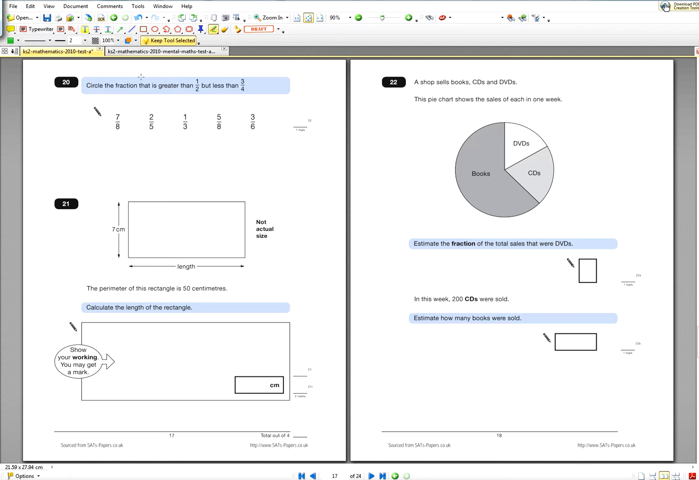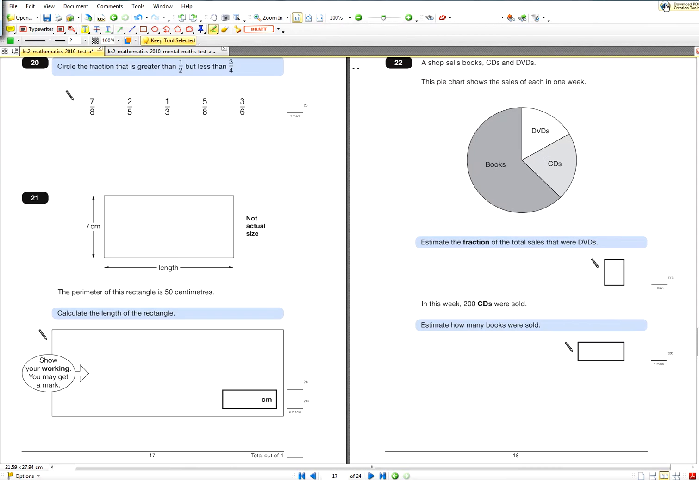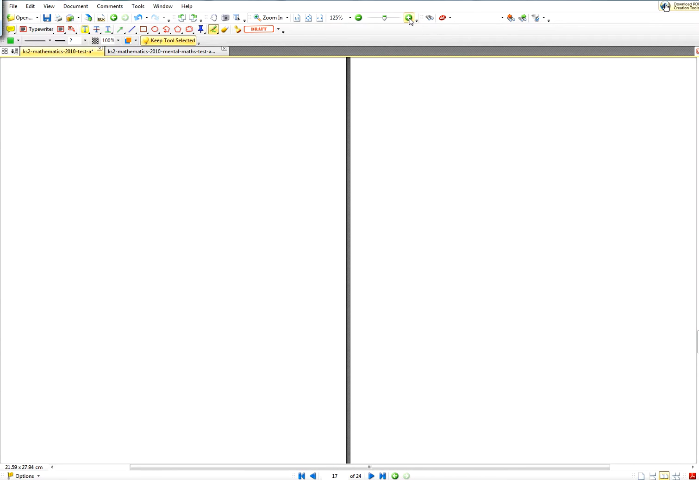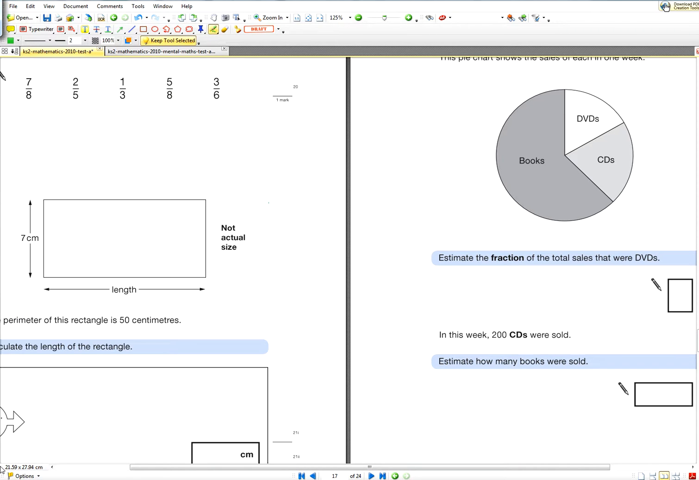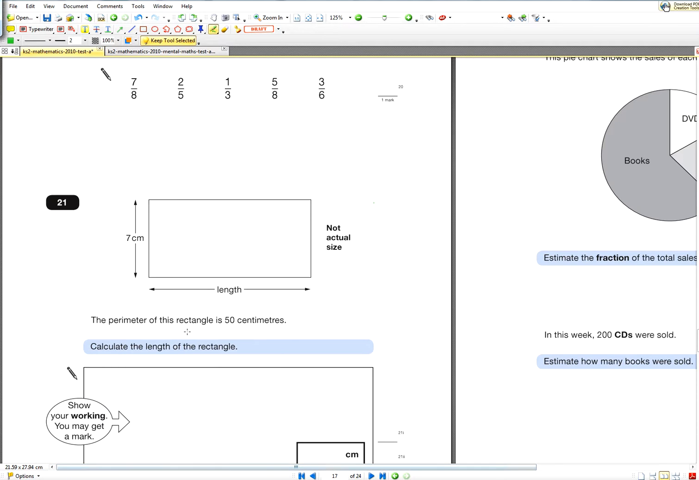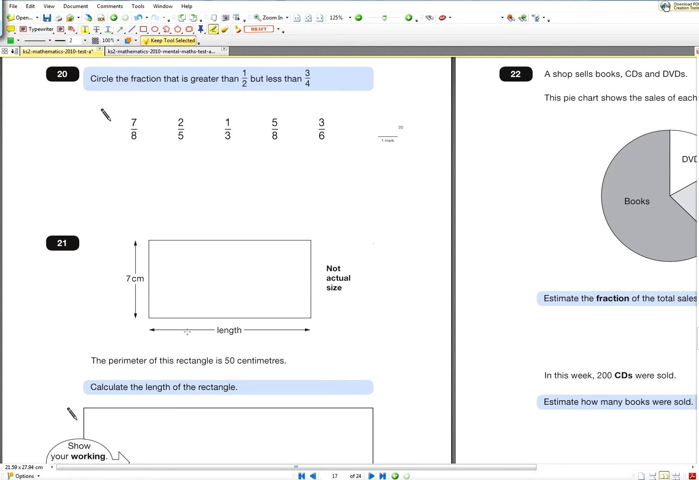Okay, now if you think about this particular question, let's make it a little bit bigger. A little bit more bigger. Oh, too big. You're too small, that's why it's too big. Okay, here we go.